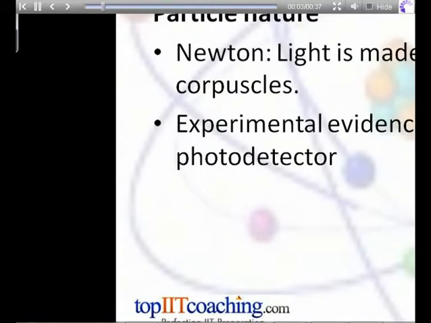Now let us see what is the nature of light. First we will discuss the particle nature of light. Newton believed that light is made up of tiny particles which he called corpuscles. Later, these corpuscles were termed as photons. Photomultipliers detect light by counting individual photons. So if light would not have been behaving like a particle, it wouldn't have been possible to detect light by a photodetector. So the working of a photodetector provides experimental evidence for the particle nature of light.